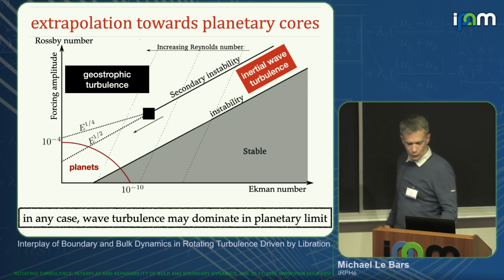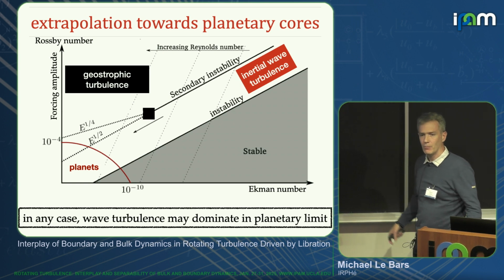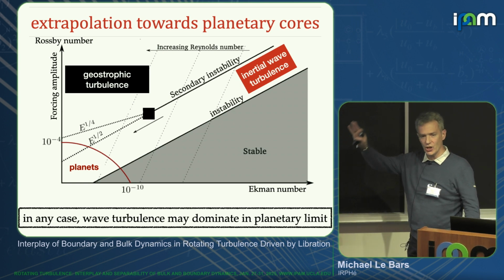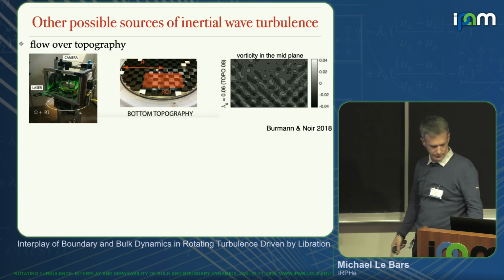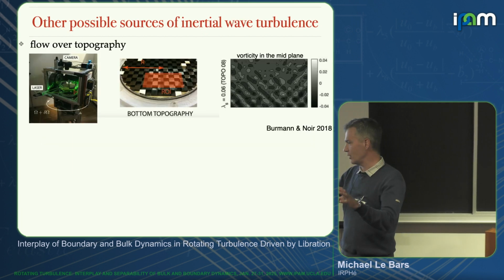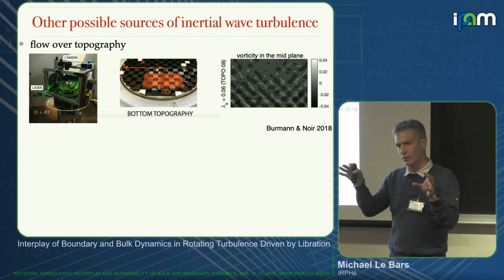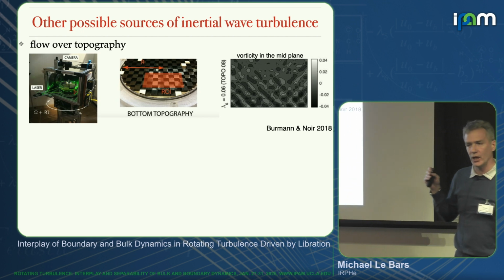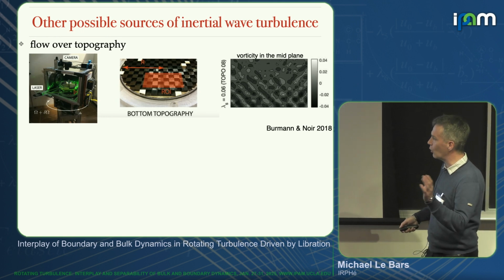So in any case, wave turbulence may dominate in planetary cores, of course, which are not convecting. Okay, so bulk injection of waves with this resonant instability is one way to put waves into the system. There are other ways.